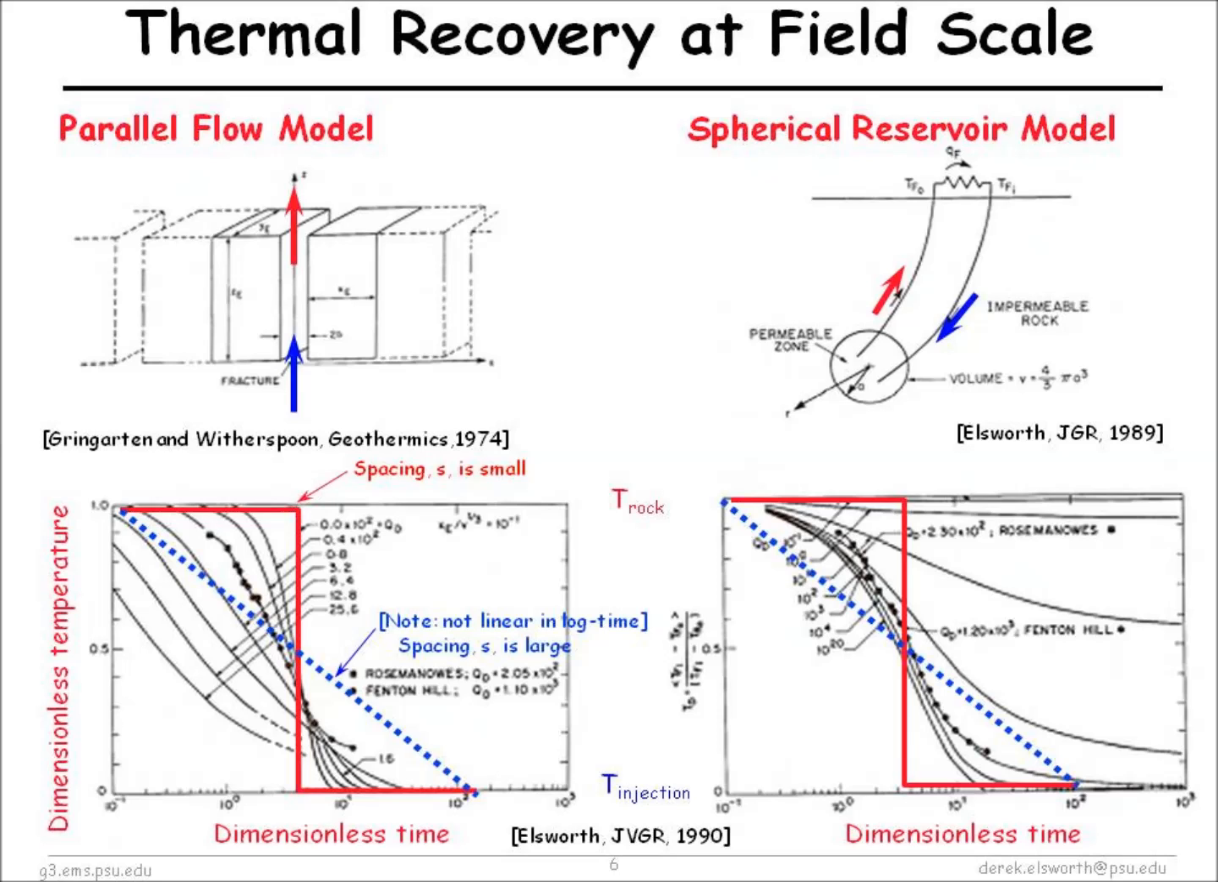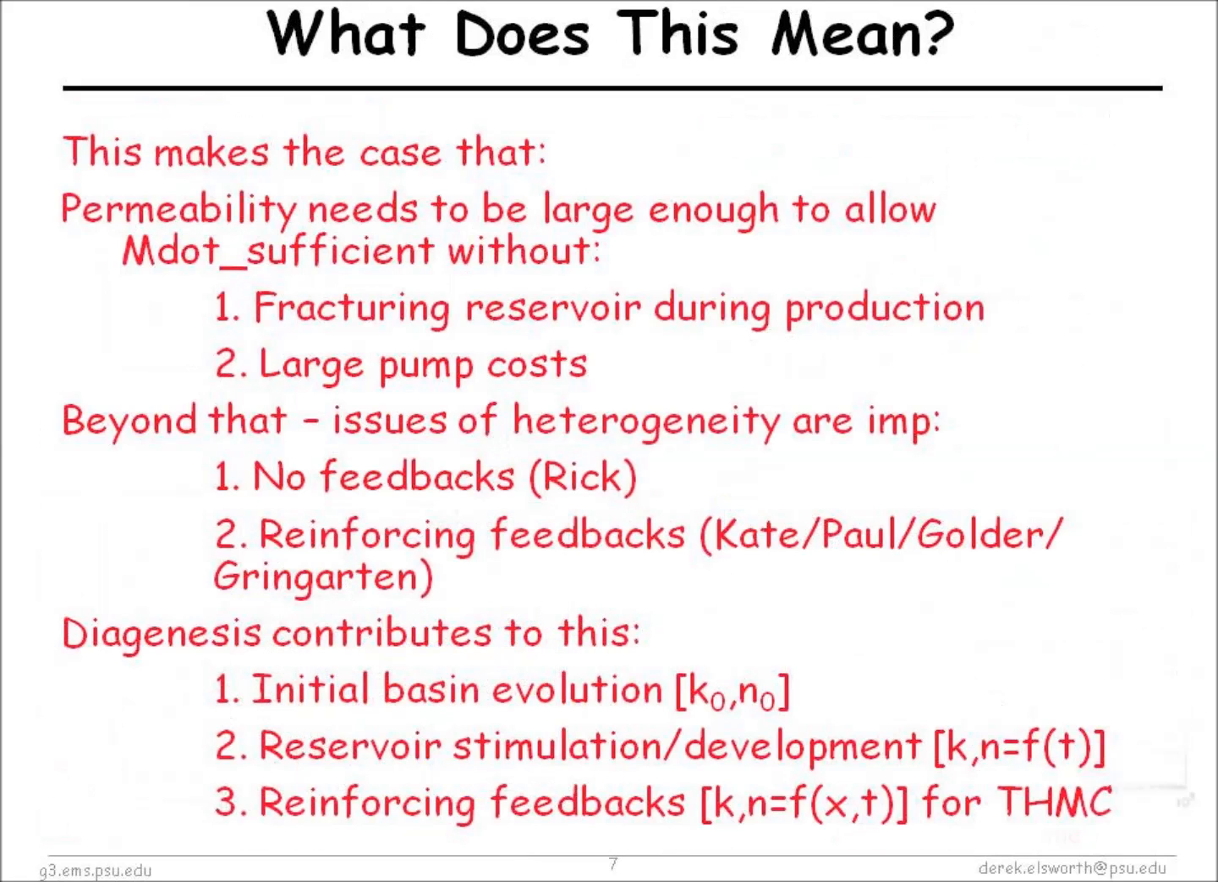So getting temperature out of the reservoir, heat out of the reservoir, isn't a problem. And by the way, these are the data on there for both Rosemanowes, which is the UK system, and also Fenton Hill. So they sit somewhere between a very finely fractured reservoir and a very large block reservoir. And you can look at them in different ways. So that, I think, is important in informing our debate.